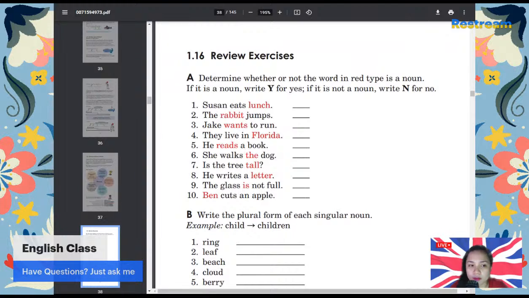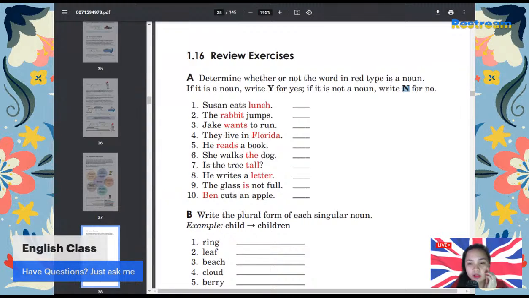The first part of the exercise is letter A. It says: determine whether or not the word in red type is a noun. If it is a noun, you will say yes. For those who are here in this live, you can just type in the comment section or the chat section if your answer is yes. If the red word is not a noun, type no in the comment section.